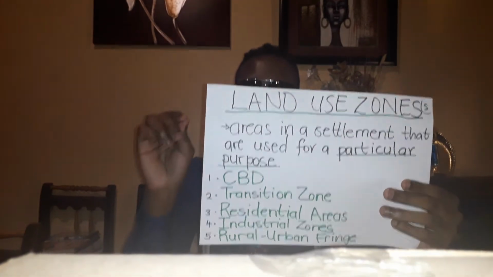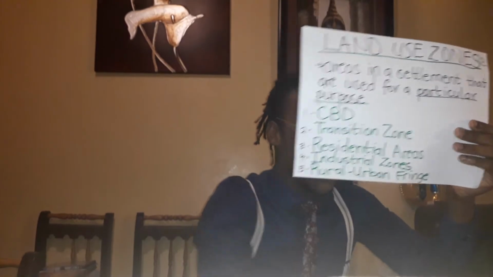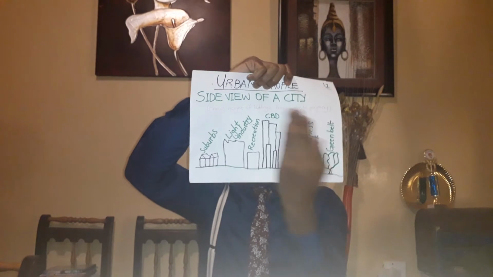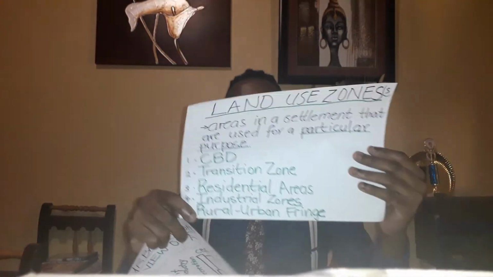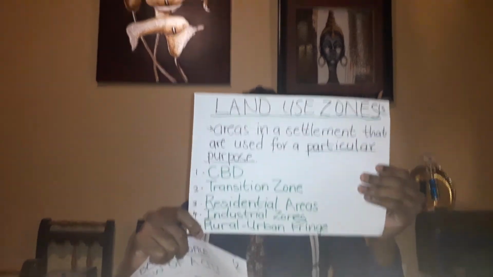We have the CBD, Central Business Districts, at the center, as we saw in our urban profile. We have the CBD at the center. Right next to the CBD, we have the transition zone, followed by the residential areas, and then finally we have the rural urban fringe. Okay. Starting with the CBD, we're going to be looking at the function, the position, the land value, and the building style. So the function of the CBD, the main function is retail function.